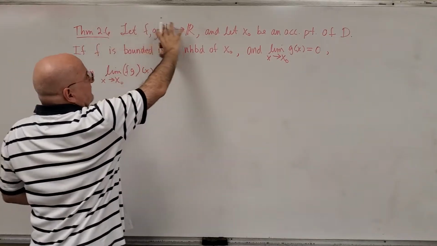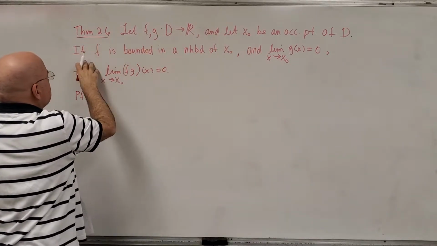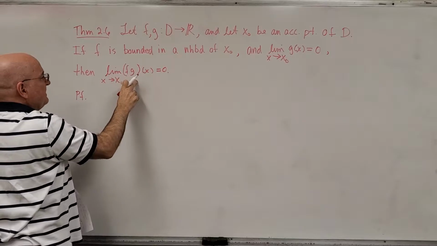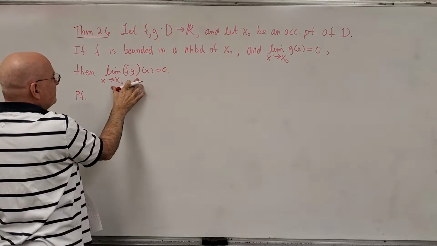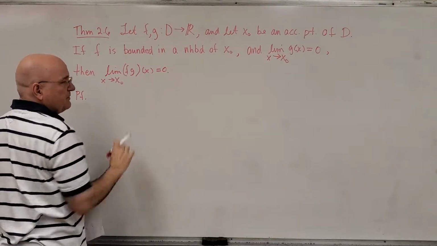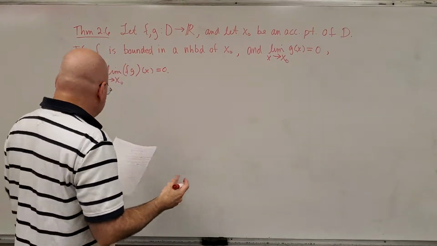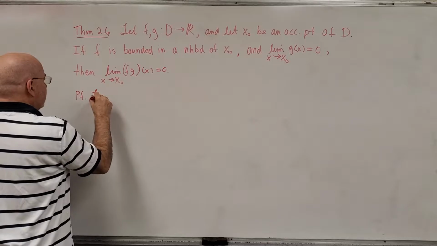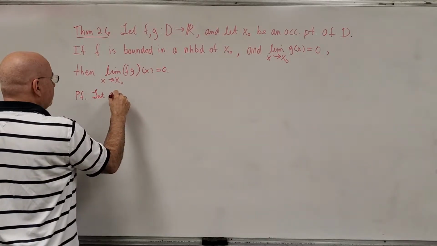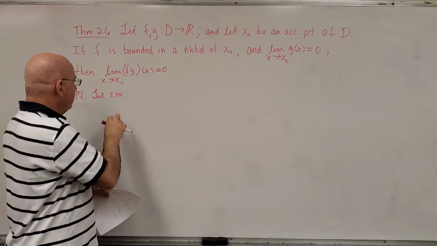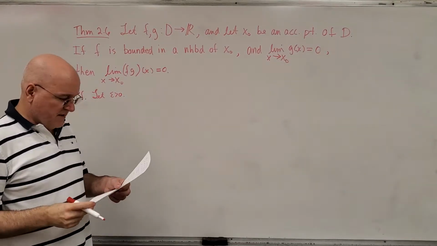All right, all of this stuff is assumed to be true. After the "then" is what we need to prove. So I need to prove that a limit of a function as x goes to x naught is equal to 0. So I'm going to need an epsilon greater than 0 to start off with. Let epsilon be greater than 0, or you can say let epsilon greater than 0 be given.